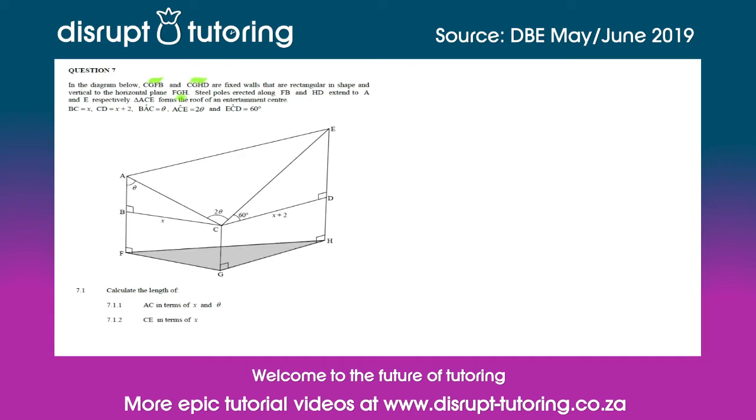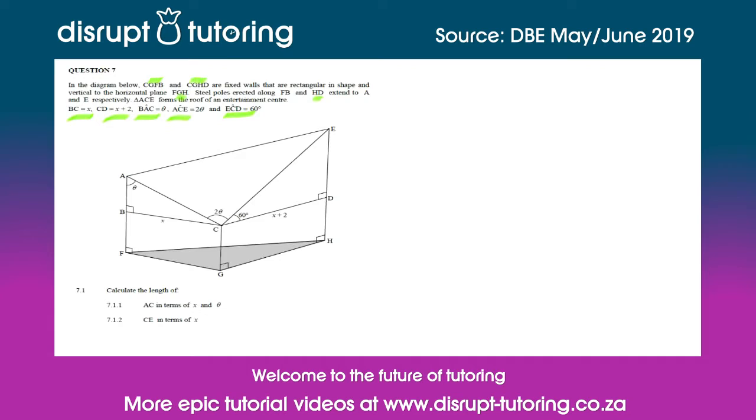They give us some more info about FB and HD and some angles, such as that angle BCA equals theta, ACE equals 2 theta, and ECD equals 60, and of course some lengths as well. They've also written it in our diagram for us, so we don't have to write it down there.